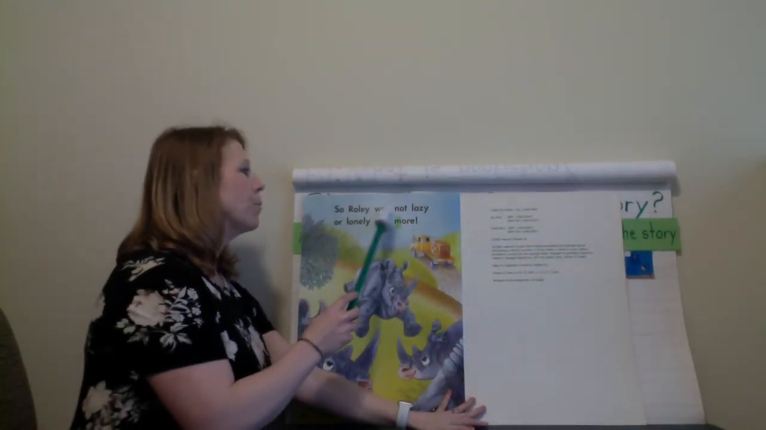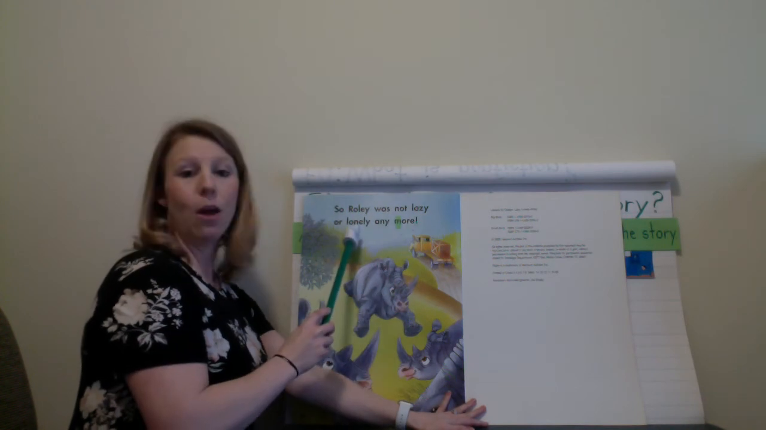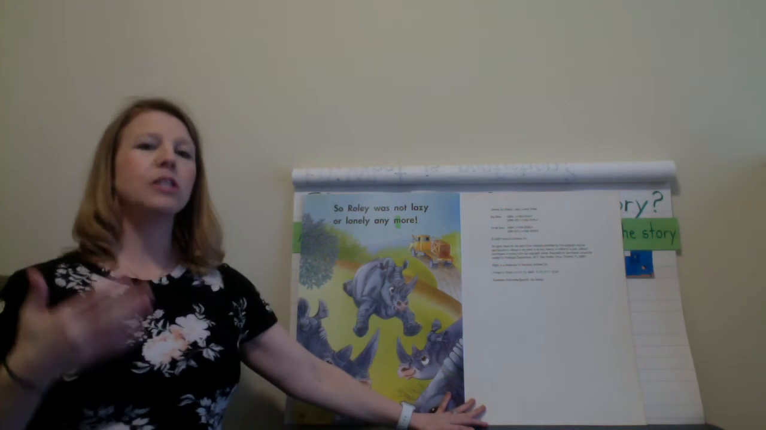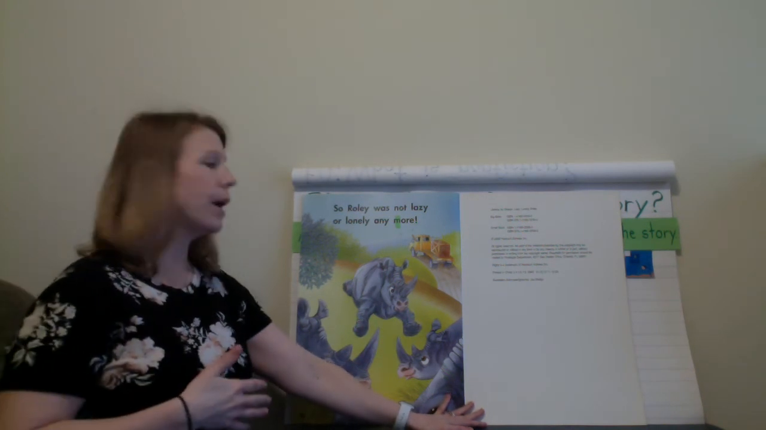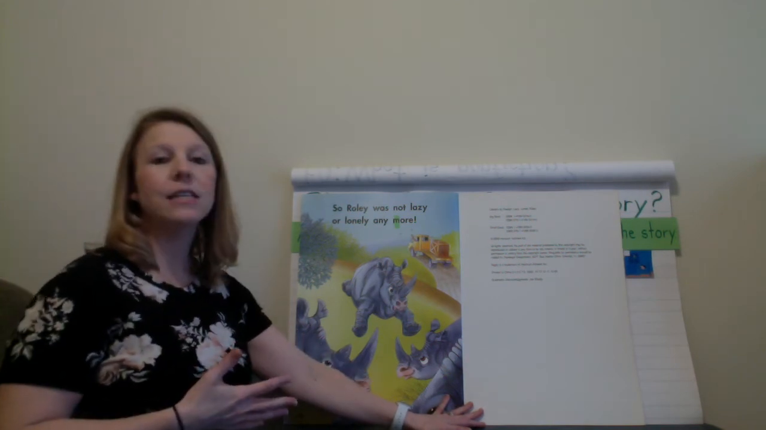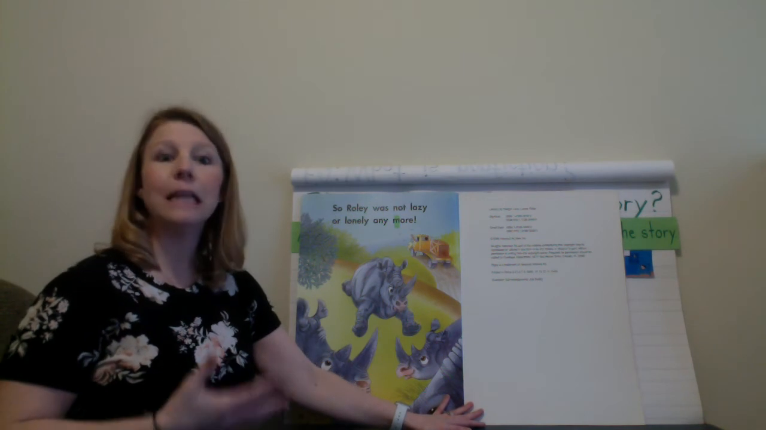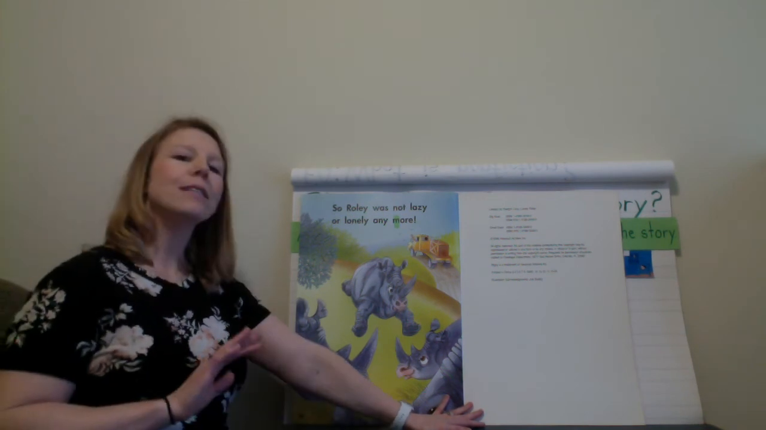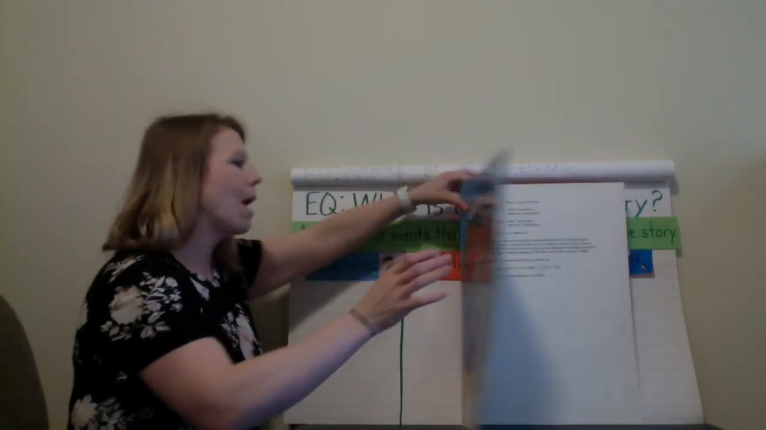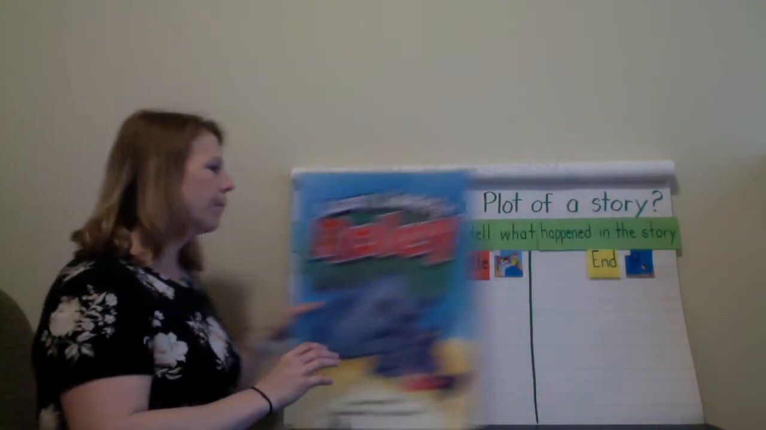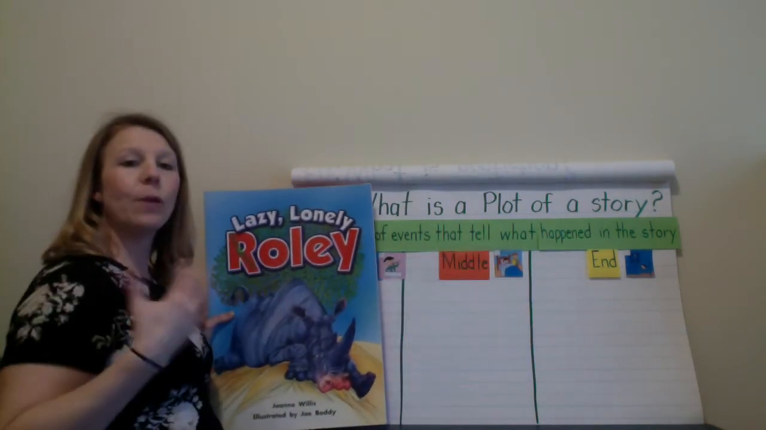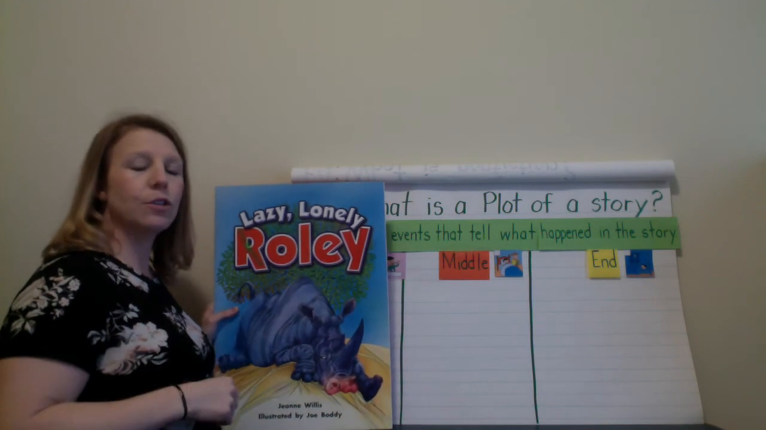So Rolly was not lazy or lonely anymore. We could have stopped and talked about the different parts of the story, like how Rolly was feeling, why you think he didn't want to go into the crate, why he was lazy, why he was lonely, but that's not really our focus right now. Our focus is trying to figure out what happens in the beginning of the story, what happens in the middle, and what happens at the end, because that's how we can tell the plot of our story.